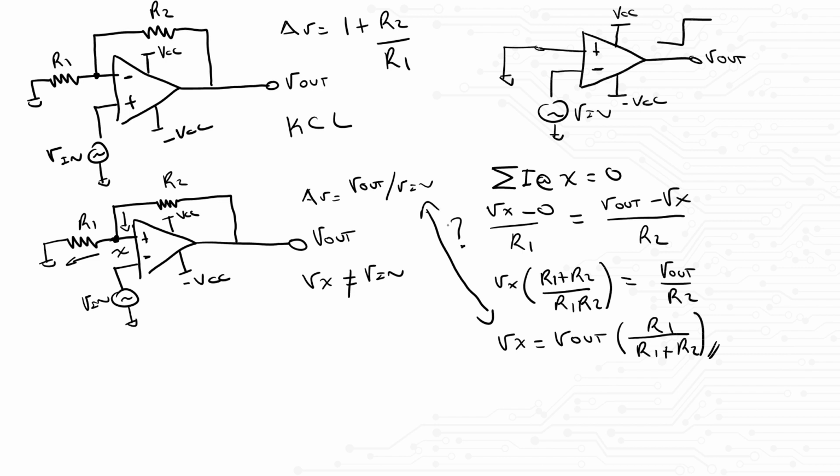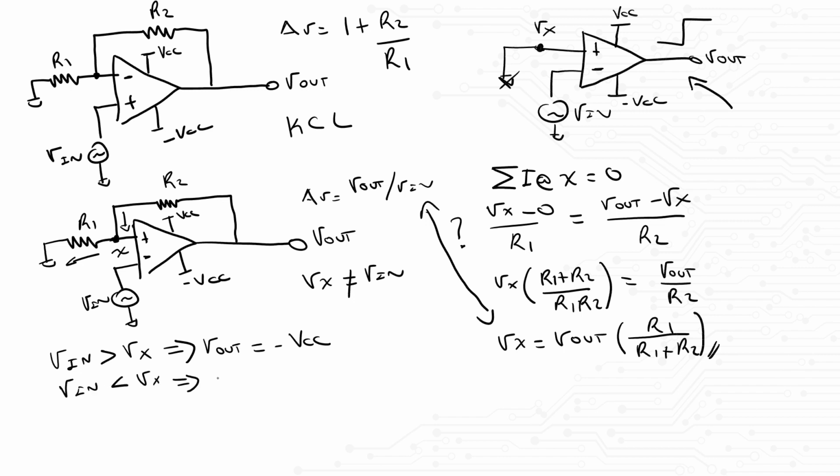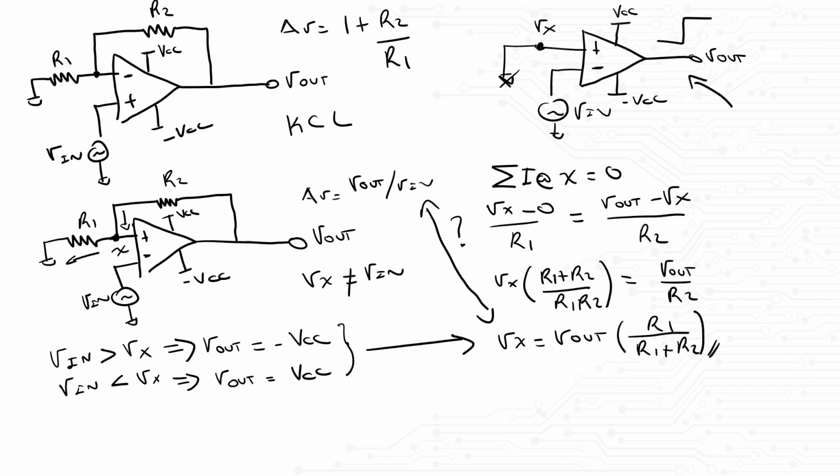Here is where we can get a little clever with simplifying and go back to the original drawing of the amplifier without the resistors. If we call this node Vx, then if Vin is higher than Vx, that means Vout is equal to negative VCC. On the other hand, if Vin is lower than Vx, Vout is equal to VCC. So you can tell the interviewer, well, let me take this knowledge to my current equations and write the following.